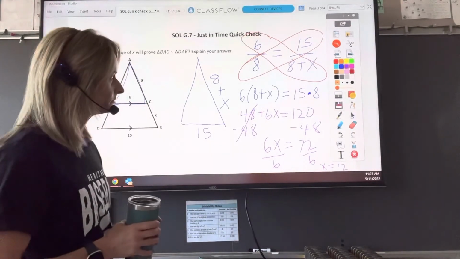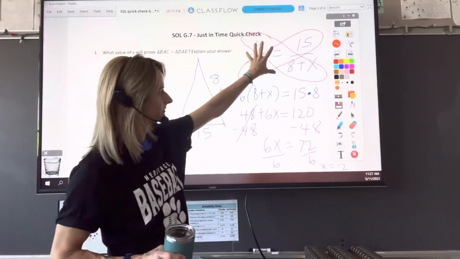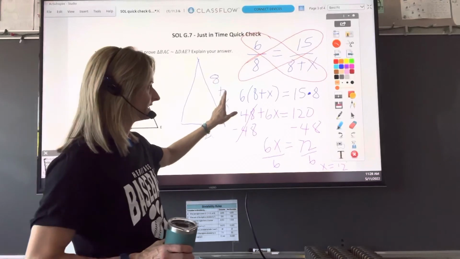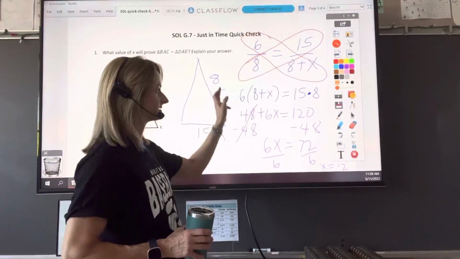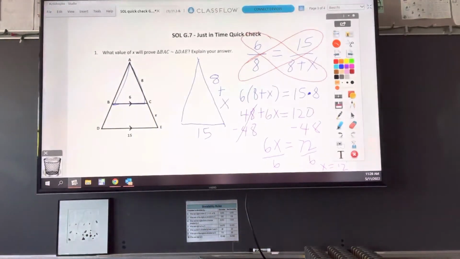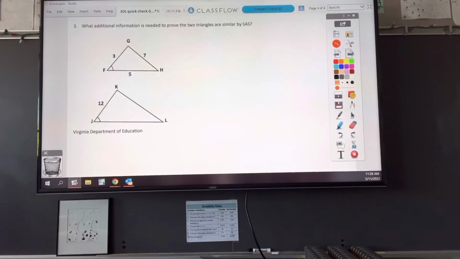So the hardest thing about this kind of problem is the setup. And then if you can get the setup, you have to remember to distribute the 6 to the entire quantity 8 plus x. So it has to be 6 times 8 plus 6 times x. How are we doing? Okay. Anyone still writing? We got one more problem to do. We're going to skip problem 2 and go to problem 3.